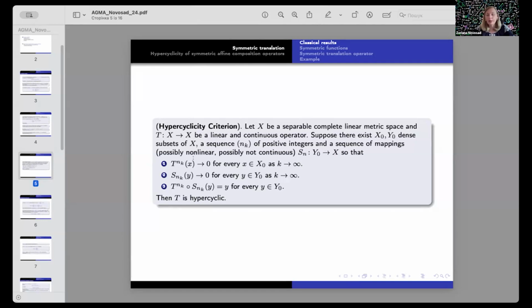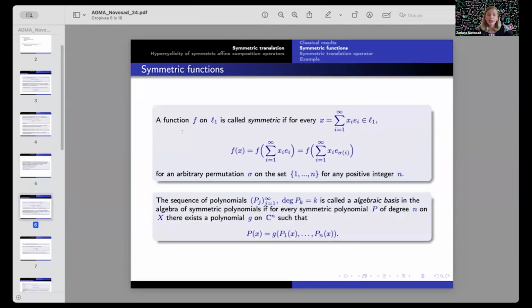I used another comparison criterion, and I will show this later. We need a definition of a symmetric function. A function f on l1 is called symmetric if for every x from l1, the function of the following form is symmetric. Also, a sequence of polynomials P_j is called an algebraic basis in the algebra of symmetric polynomials if for every symmetric polynomial P, we have the following formula.